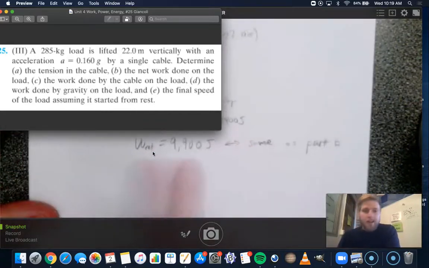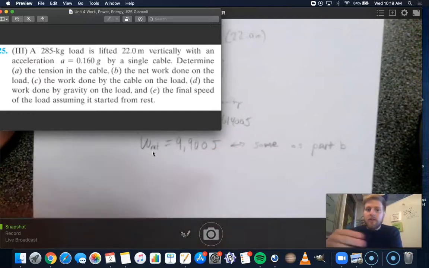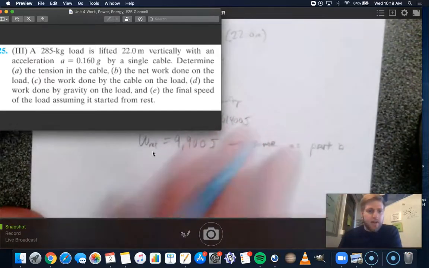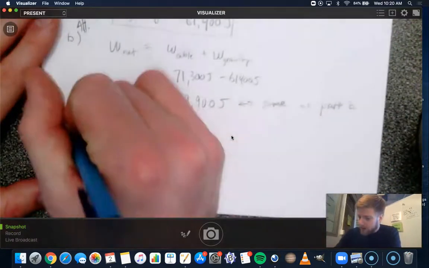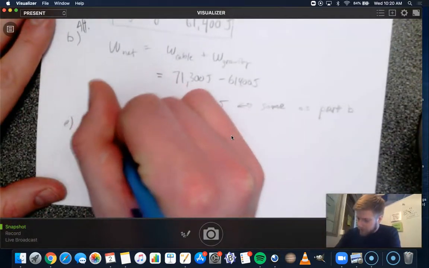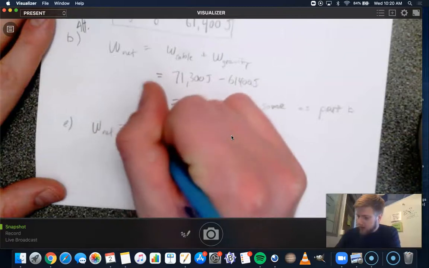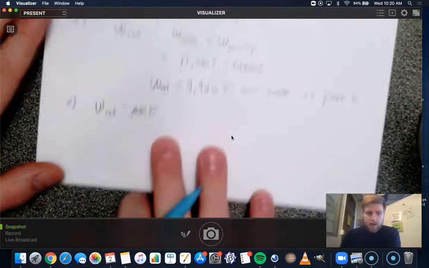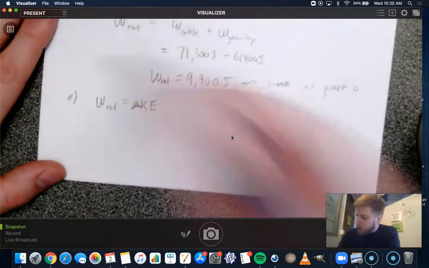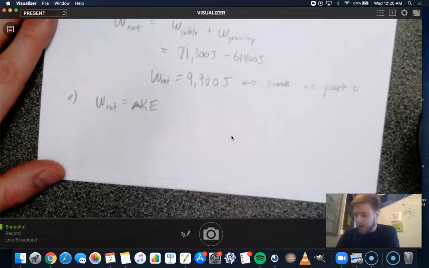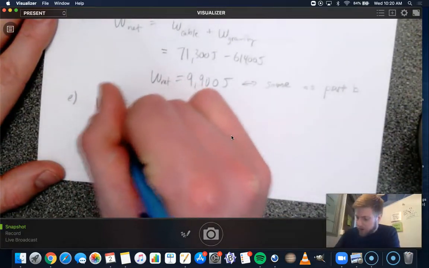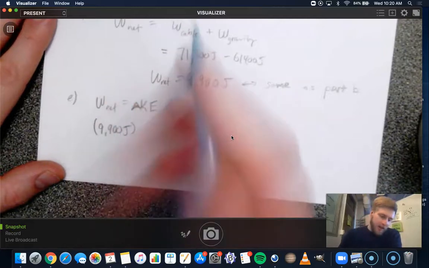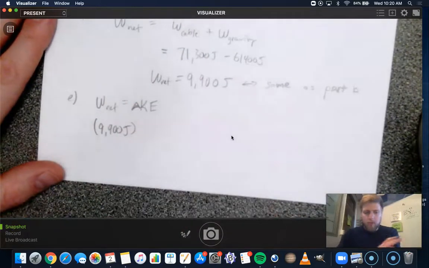So I'm actually just going to keep our 9,900 joules because that goes right into E. E says find the final speed of the load, assuming that it started from rest. We just talked about this. The net work done, so this is E, is equal to the change in kinetic energy. And I'm going to break this out quite a bit. The net work done, I'm going to cheat here. I'm just going to plop that number in. The net work is 9,900 joules, or what did we say, 98.3, so close enough.